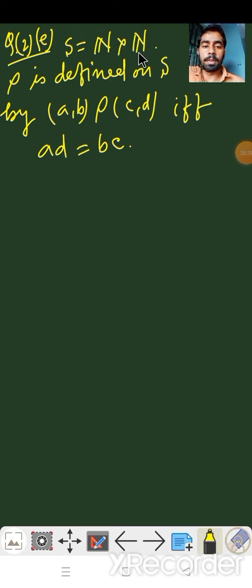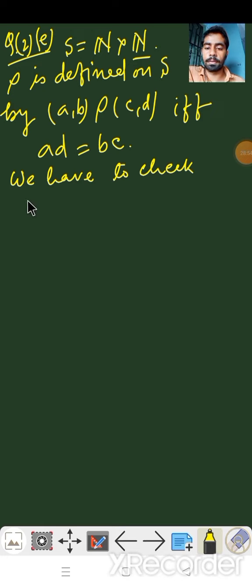Here the domain set was Z, but in this question it is the set of natural numbers, that is, 0 does not belong to the natural numbers, and that's why it will be transitive. It will be reflexive, as well as symmetric and transitive, as in the previous one. So in this question we have to check whether rho is RST or not.